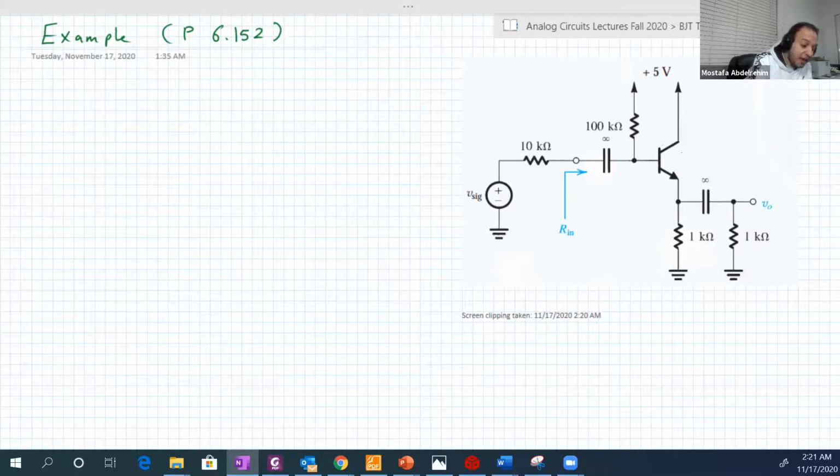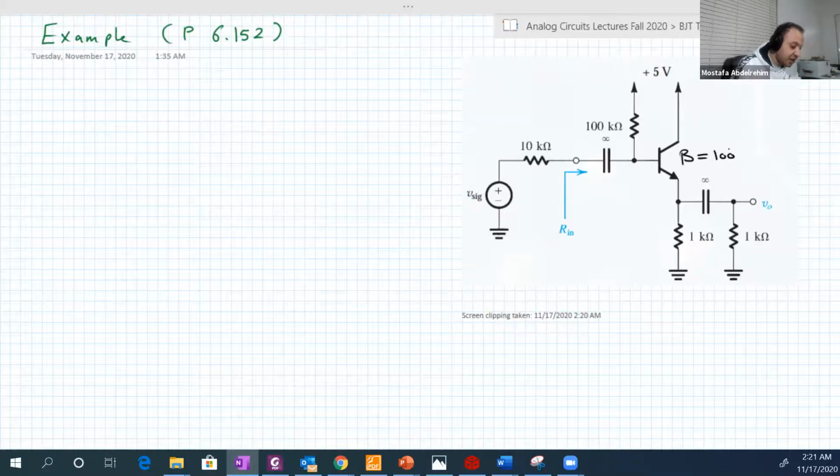It gave you beta as a range from 50 to 200, and it asked you to solve the circuit once at 50 and once at 200. So we're going to solve it at 100. We assume that beta is 100, and we solve it only at this value. It should be the same analysis at 50 and 200, of course, not the same numbers.